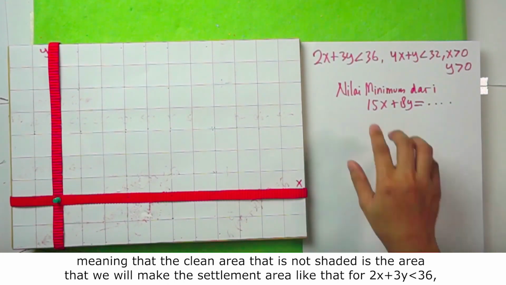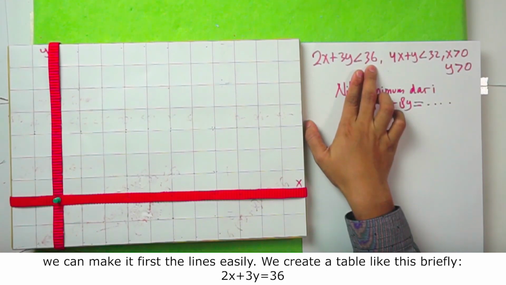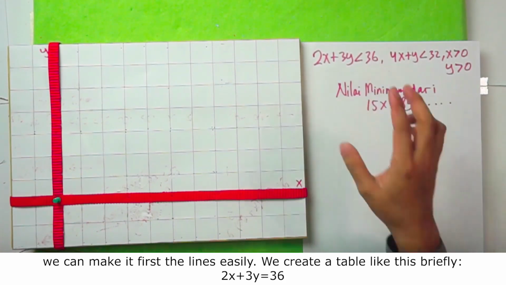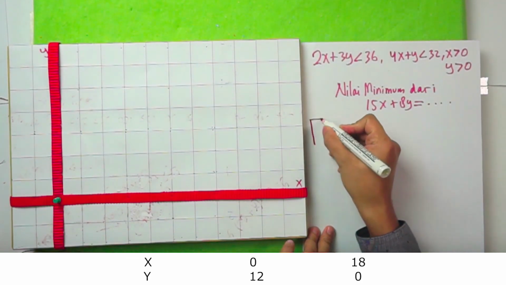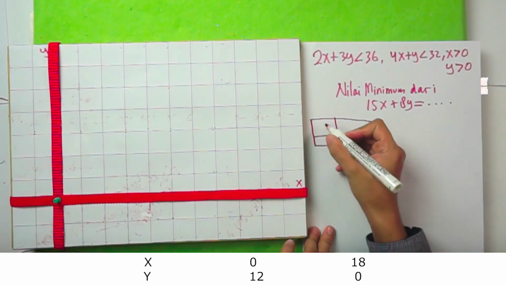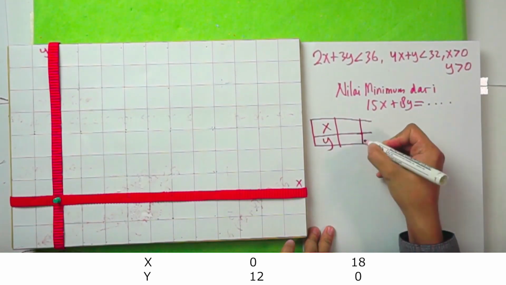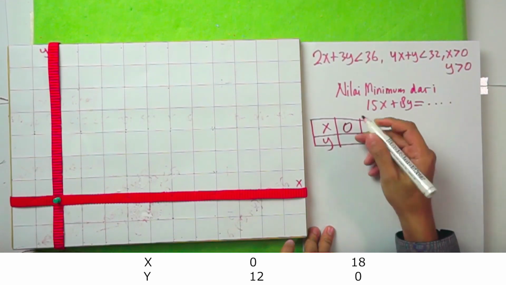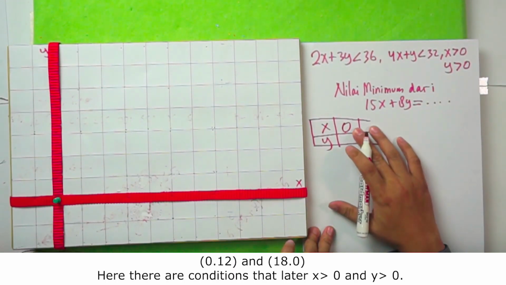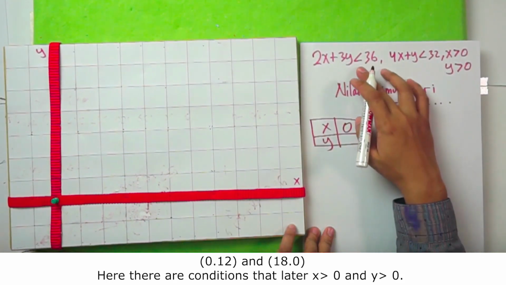Like that. For 2x plus 3y less than 36, we can make the lines easily. We first create a table like this and briefly make 2x plus 3y equals 36. If we change x value with 0, we get y value 12. And if we change y value to 0, we get x value equals 18. So we got two dots, 0, 12, and 18, 0.